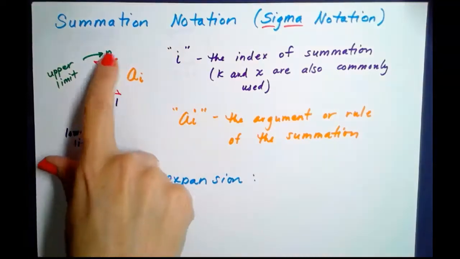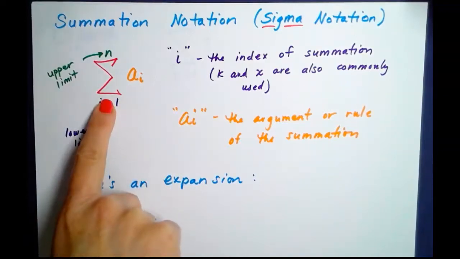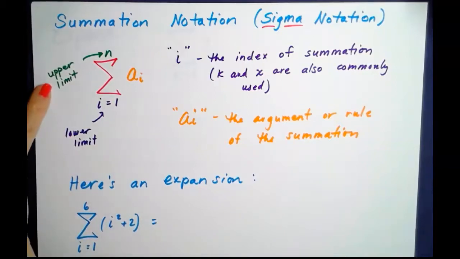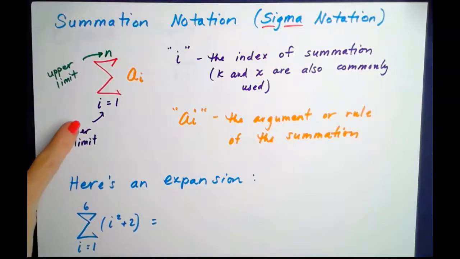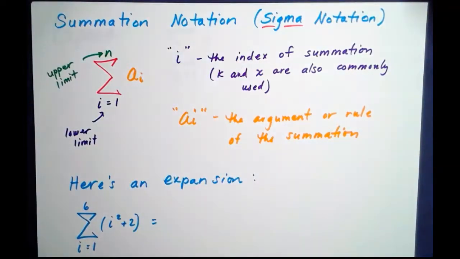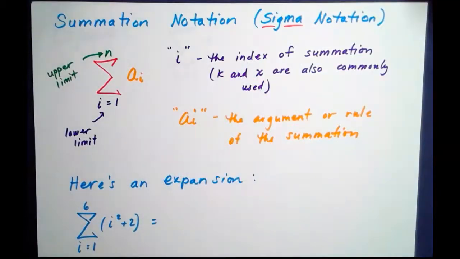So here are the different parts. First of all, this is the uppercase Greek letter sigma. And this sigma notation has a lower limit, an upper limit, and an argument. So lower limit, i equals -1. And this is just i, the index of summation. Other letters commonly used: k, x, j. I imagine there's plenty more.